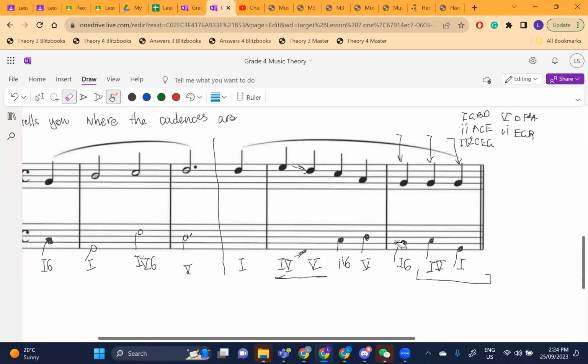2 6. I don't like how 2 6 works there. As always, it takes a bit of trial and error to get it correct. I'm gonna use an A there. D, C, and then we have our bass line.